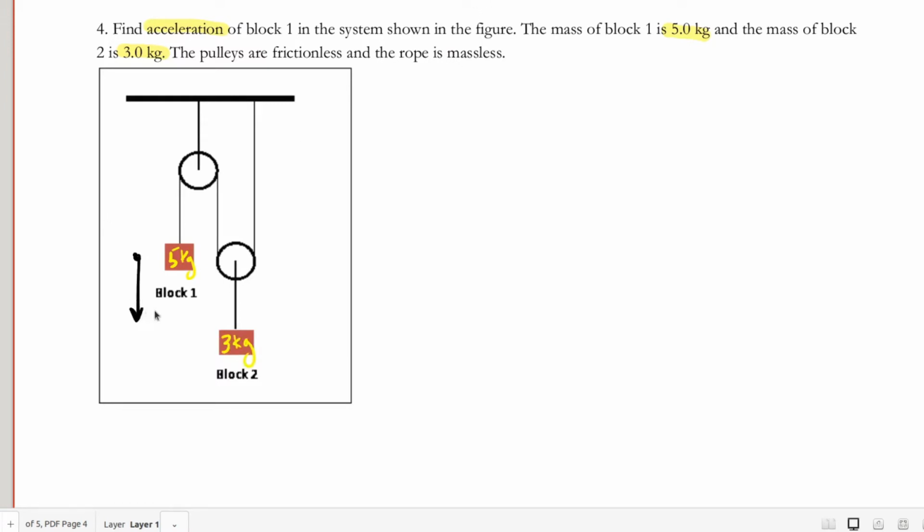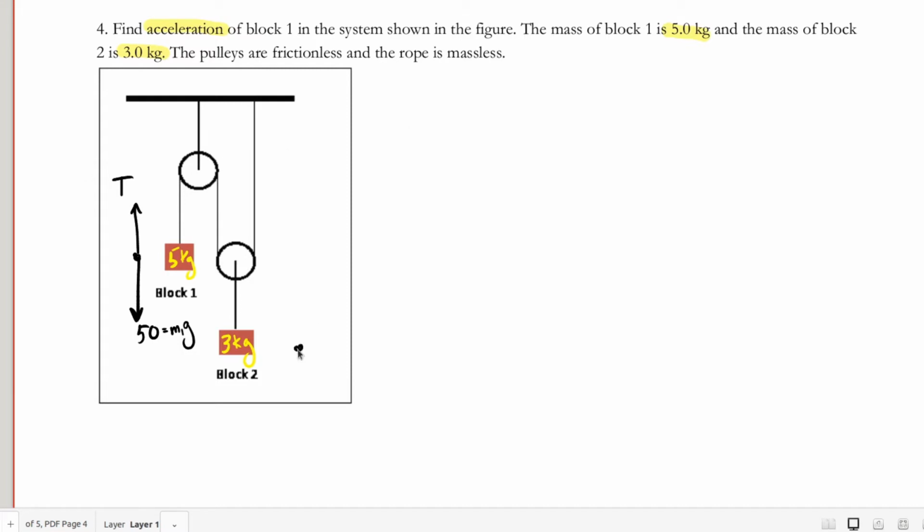Here I have mg acting down. It's 50 newtons, but I'll call it m1g. And acting upward, we have tension. How many strings are in this question? Well, the only one that matters is this one here, describing this serpentine shape. And so we'll have that tension occurring throughout that rope. It's the same tension everywhere because these pulleys are frictionless and the rope is massless.